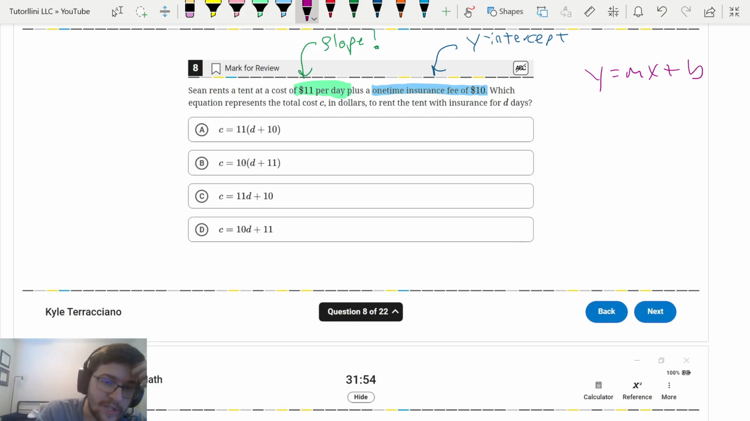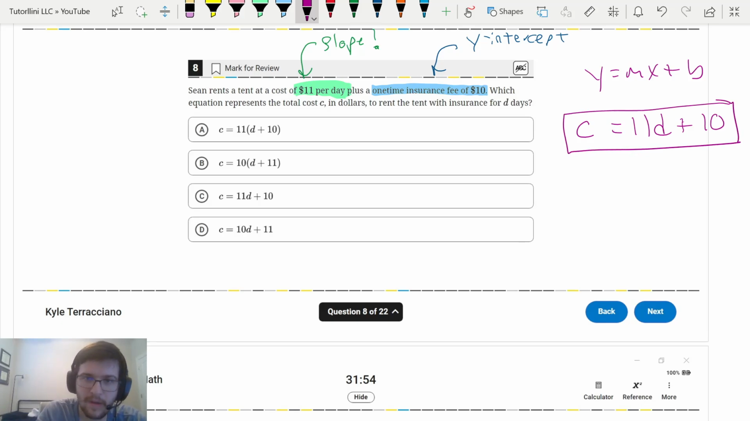In this problem, you can tell by looking at the answer choices that c is y and d is x. Okay, so the slope is 11. And the one-time fee, the y-intercept, is 10. So it is 11d plus 10. And that is answer choice C.